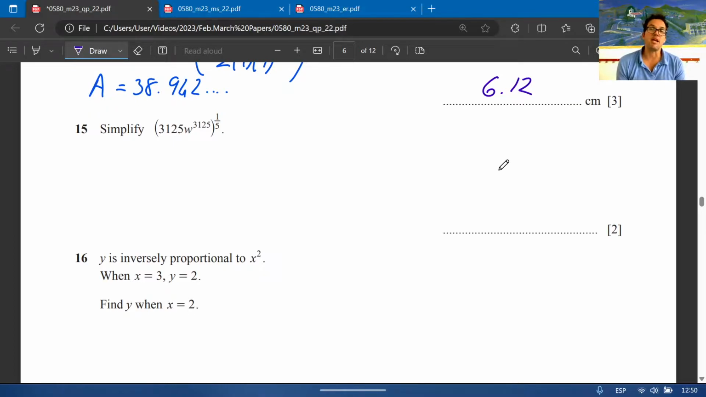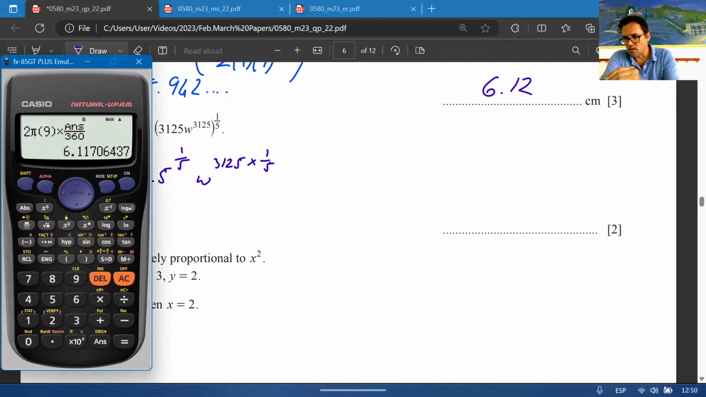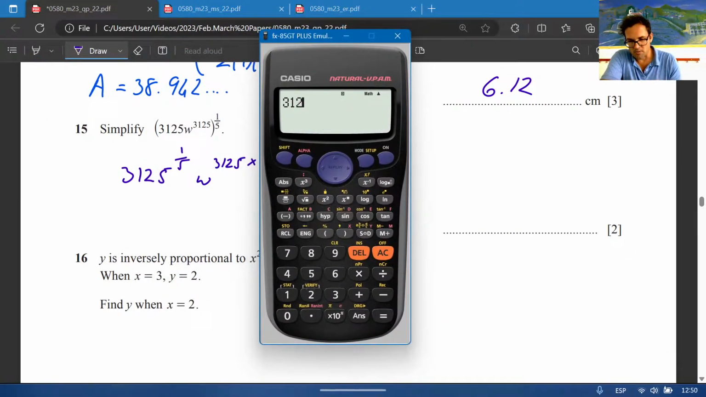Question 15. Right, you see all that number 3125 w to the power of 3125 is inside a bracket. That means everything is to a power of a fifth. So we got 3, 1, 2, 5 will be to the power of 1/5. And this, remember, a power to a power means we need to multiply them together. So first, the first part there, okay, we can do 3, 1, 2, 5 to the power of 1/5. It's 5, okay.